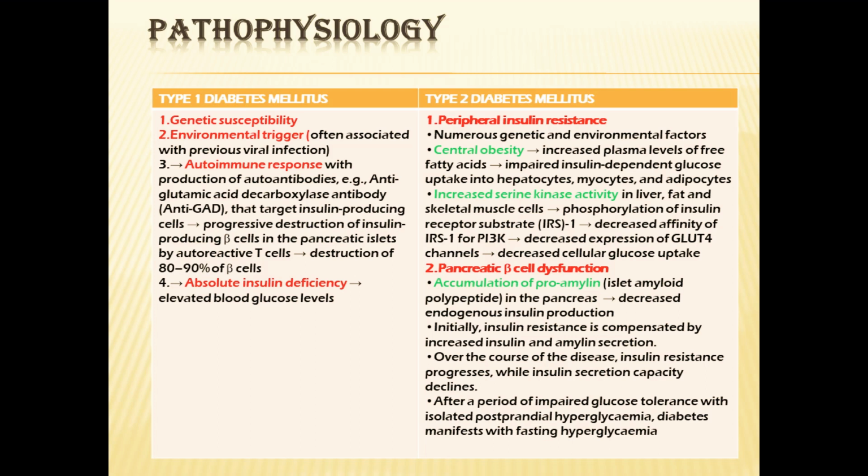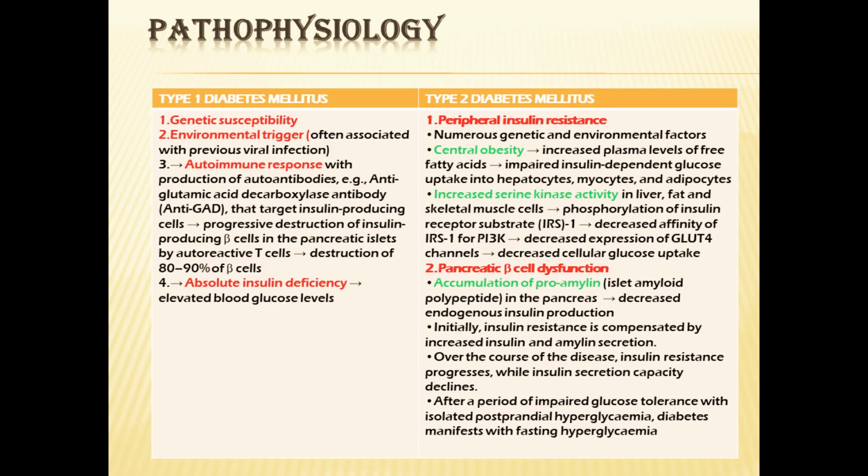Let's look at the pathophysiology of type 1 and type 2 diabetes mellitus. In case of type 1 diabetes mellitus, the pathophysiology involves genetic susceptibility or an environmental trigger often associated with previous viral infection, which leads to an autoimmune response with the production of autoantibodies, for example, anti-glutamic acid decarboxylase antibody, that targets the insulin producing cells, which leads to progressive destruction of insulin producing beta cells in the pancreatic islets by autoreactive T cells, which leads to the destruction of 80 to 90% of beta cells and causes absolute insulin deficiency, which causes the elevated blood glucose levels.